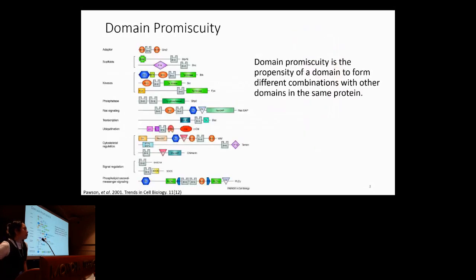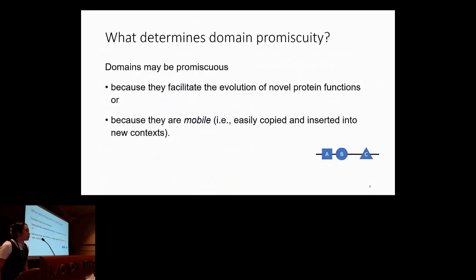And as observed in the previous literature, protein domains vary greatly in their promiscuity, the propensity to form different combinations with other domains in the same protein. For example, this figure from the literature shows the SH2 domain in gray with many different domains it combines with. Some domains appear in many different combinations, while others are observed only in one or very few combinations. So what determines domain promiscuity remains an open question.